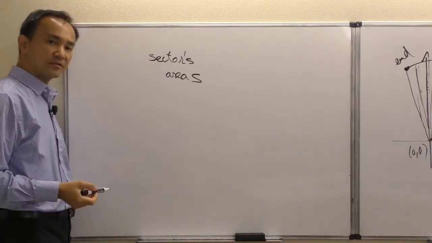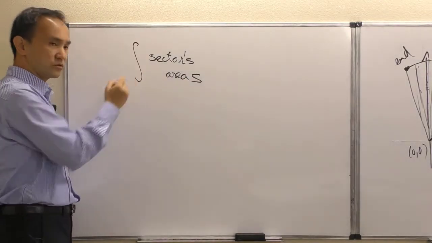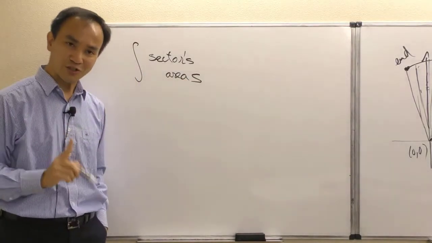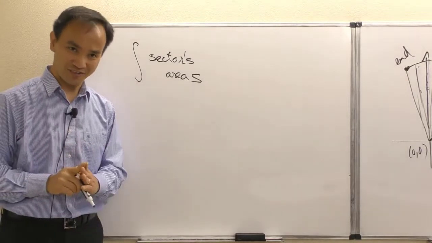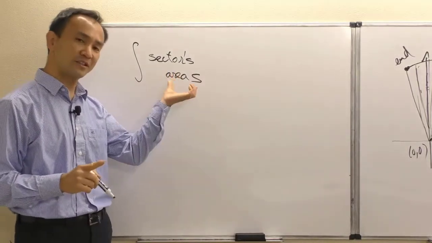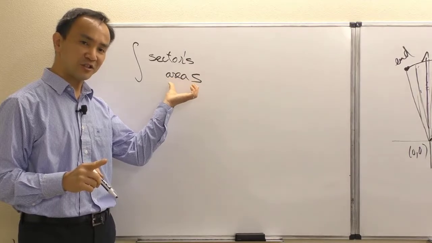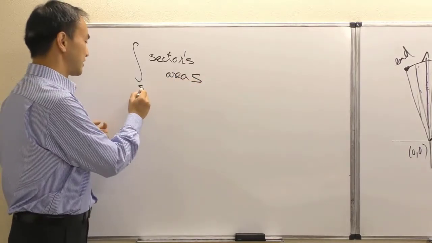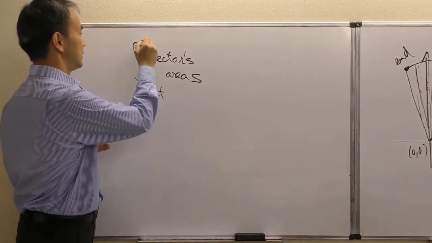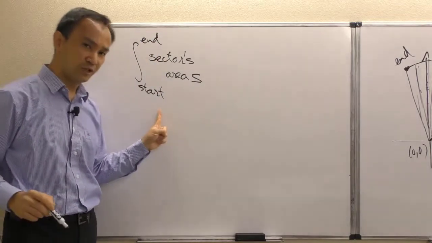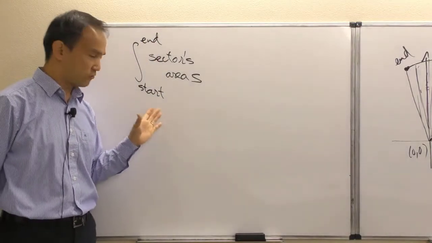So we have a lot of sectors' areas. We're accumulating all of those. An integral sign, an integral is accumulation. And so here we're accumulating all of the little sectors' areas from a start to an end. That's how we're doing it. That's the fundamental thing that we're doing here.